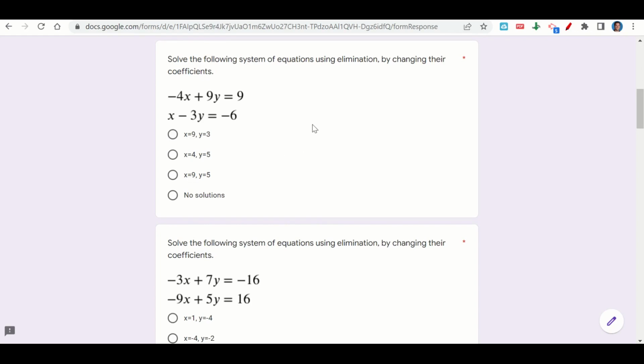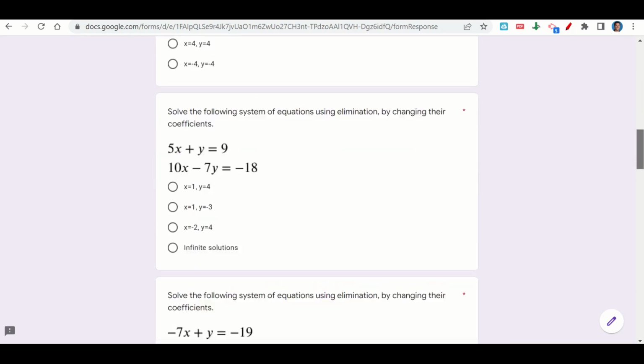So it could be this one or this one. So we're going to plug that into one of the equations. We'll pick this one, and we'll plug 9 in for x. So 9 minus 3y is equal to negative 6. I'll subtract 9 from both sides, and I'm left with negative 3y is equal to negative 6 minus 9, which is negative 15. Divide both sides by negative 3, and I get negative 15 divided by negative 3 is positive 5. So x is 9 and y is 5, which is this one here. We'll do that for each of these.